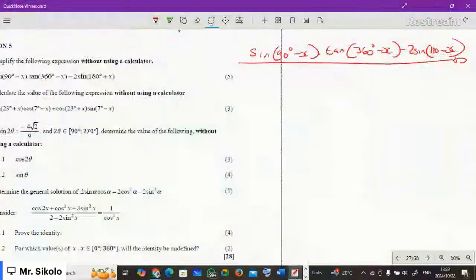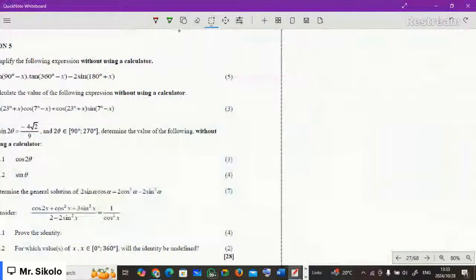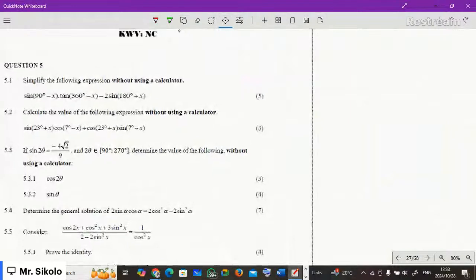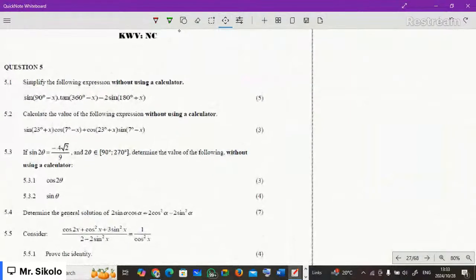Okay guys, remember, I sent you these pamphlets. So, Paper 2. From the pamphlets that you have, which I sent to the group, some as individuals, we are doing question 5, the trig question. So these are videos for doing question 5 from Northern Cape.